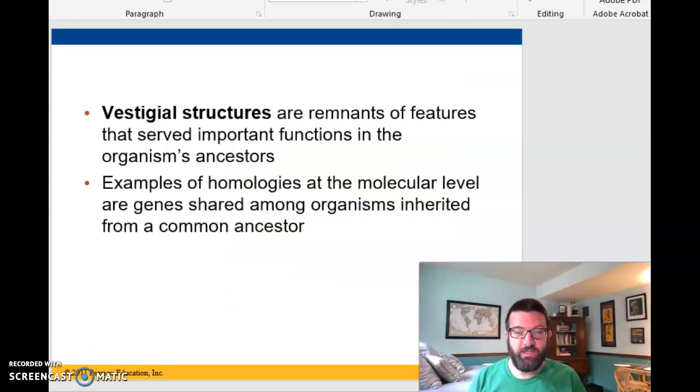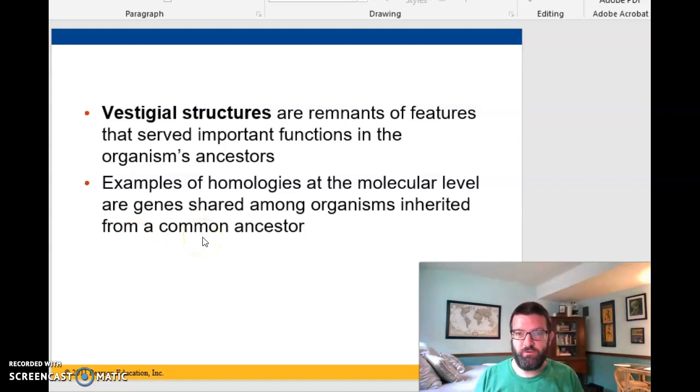Organisms also frequently have vestigial structures. Vestigial structures are remnants of structures that used to be very important and served a function, but don't so much anymore. These can be big structures, or these can be at the molecular level, genes that used to be functional that aren't functional anymore, but we still have an inactivated version of them in our genome, which indicates that we shared a common ancestor with organisms that still use those genes.